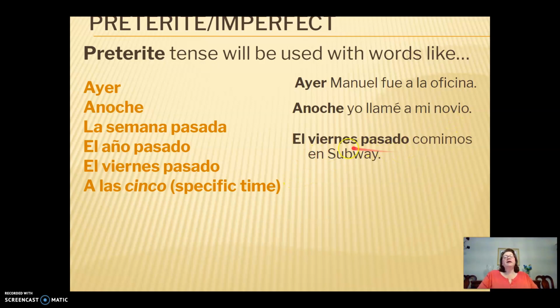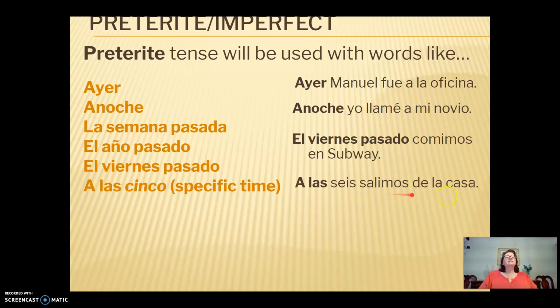El viernes pasado, and I can have any day of the week here. I can have the word año. I can have the word mes. This in particular says last Friday. I could say last week, last year, last month, last January. I could put any of those time expressions in here. So el viernes pasado comimos en Subway. Last Friday we ate at Subway.